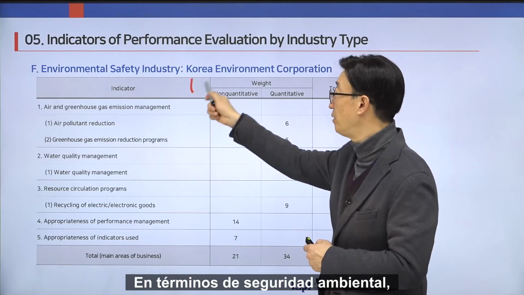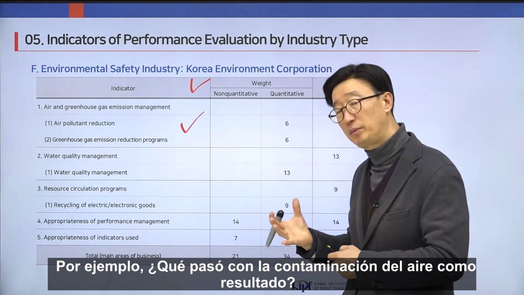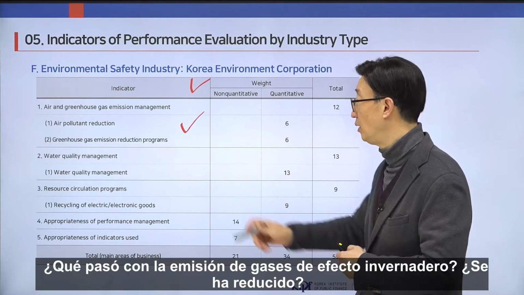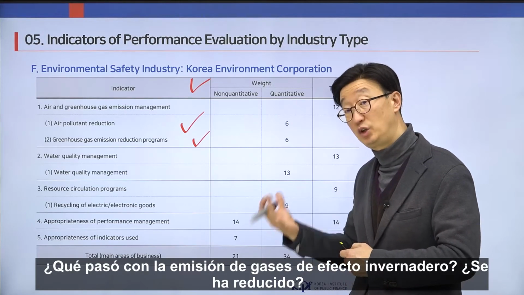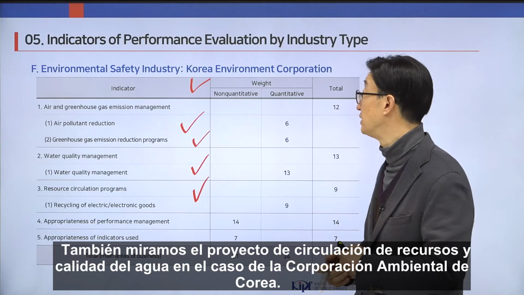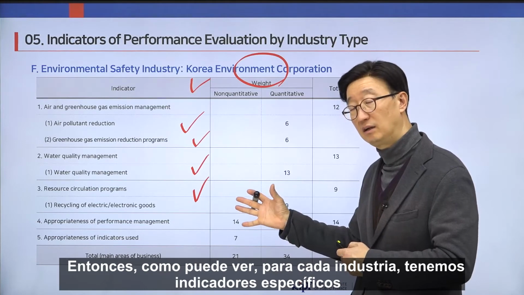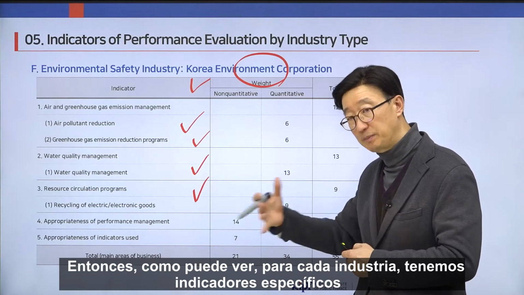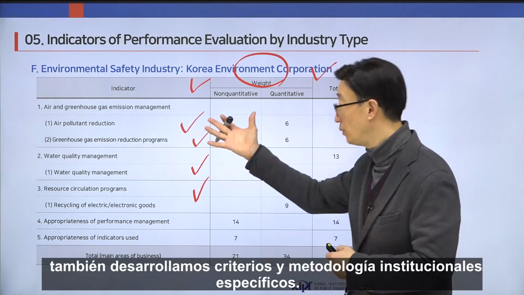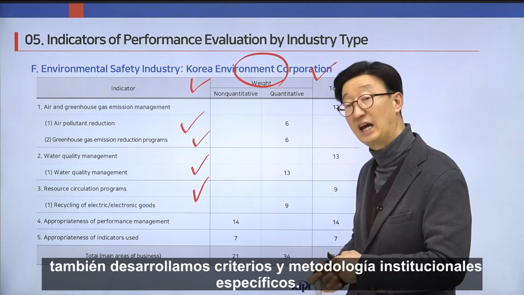And also in terms of environmental safety, we also look at industry-specific ones. For instance, what happened to air pollution as a result? It's a very industry-specific indicator, right? What happened to greenhouse gas emission, whether it has been reduced. We also look at water quality and resource circulation projects as well in the case of Korea Environmental Corporation. So as you can tell, for each industry, we have specific indicators, but also for each corporation or public institution in question, we developed institution-specific criteria and methodology as well.